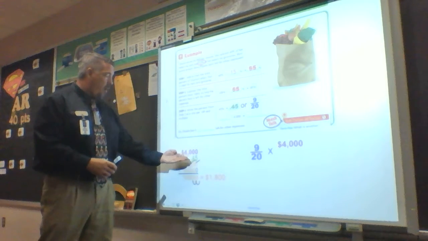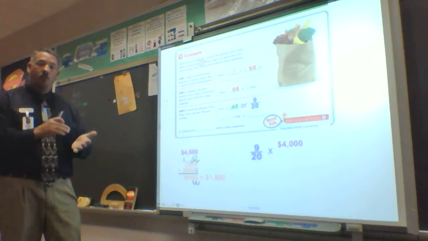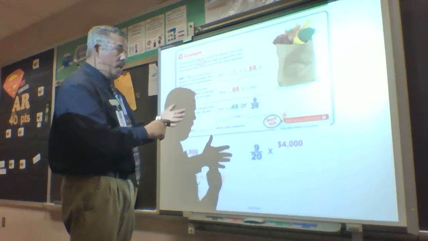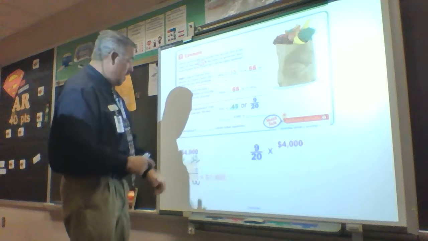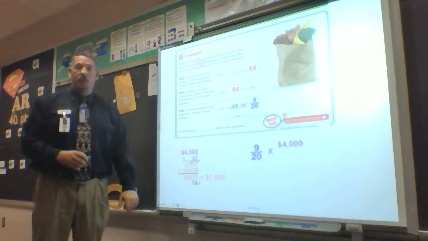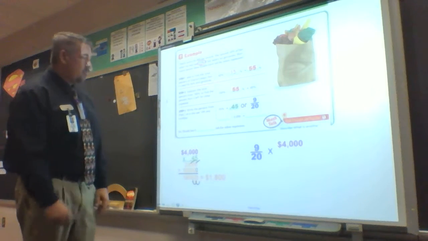Setting up the math problem as 4,000 times 0.45, typing it into my calculator, 4,000 times 0.45 equals, then I know that I'm going to get 1,800, makes my life a lot easier.